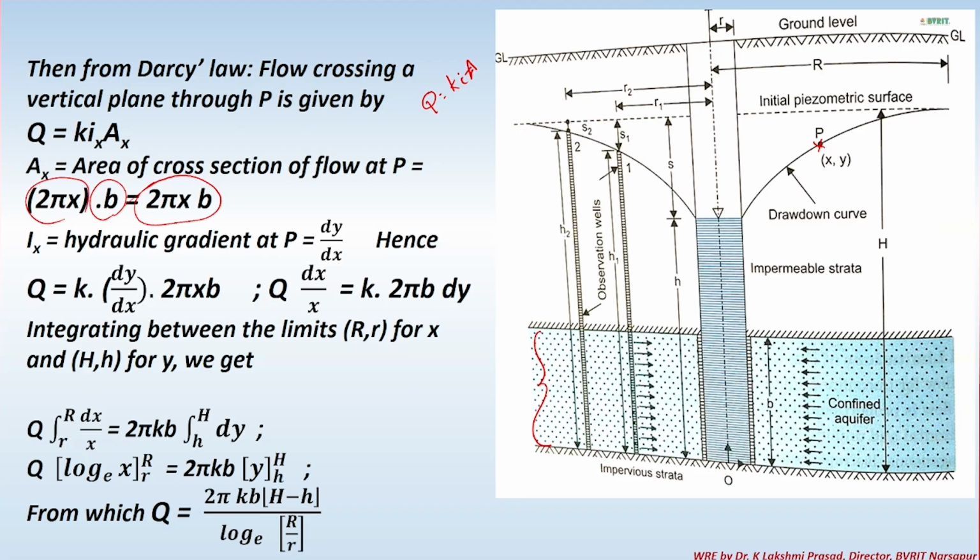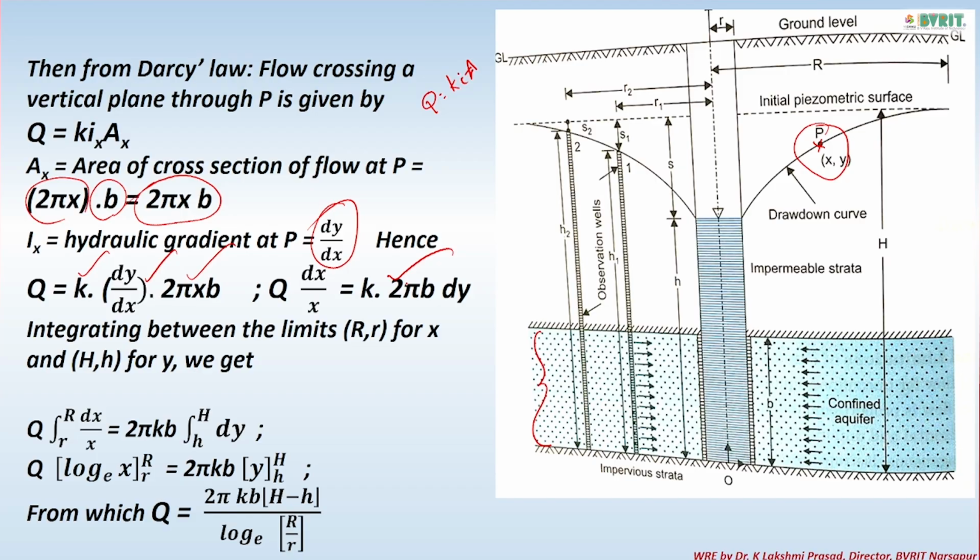Then next, what is hydraulic gradient? Hydraulic gradient is nothing but the slope of this line. That slope is dy by dx. Therefore, Q is equal to K into i, that is dy by dx, into 2 pi x B. Now what we have done in the previous case also, all x's on one side, all y's on the other side. The same thing we have done. So we brought this denominator to the left hand side: Q into dx divided by x is equal to K into 2 pi B into dy.